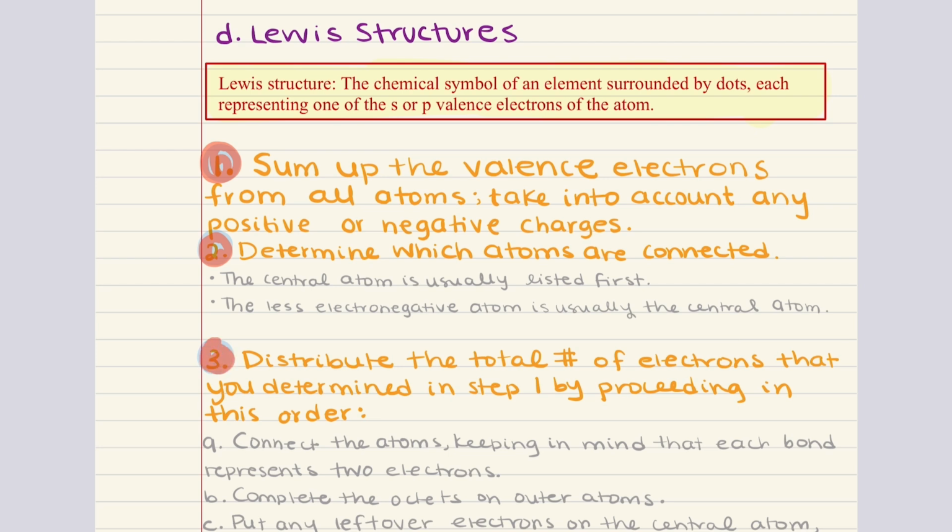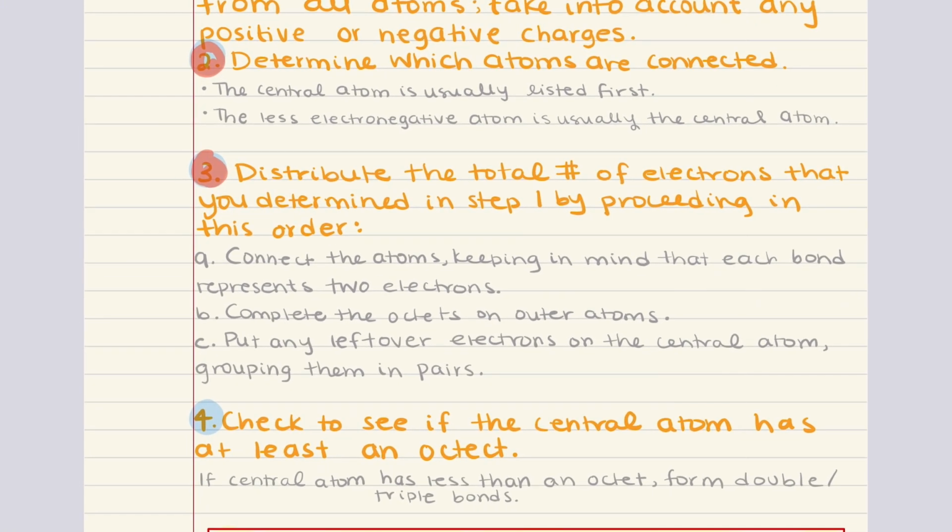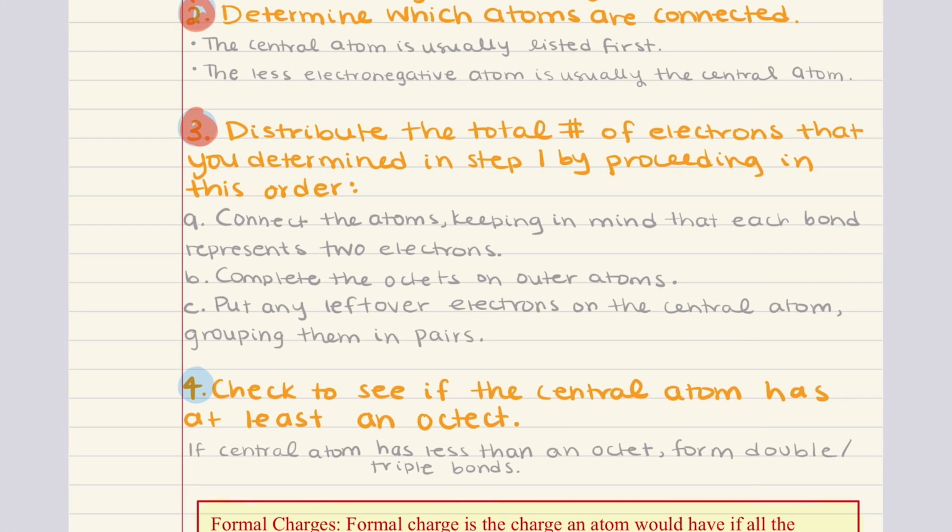The third rule is to distribute the total number of electrons that you determined in step 1 by proceeding in this specific order. First, you connect the atoms, keeping in mind that each bond represents 2 electrons. Second, complete the octets on the outer atoms. And then last, put any leftover electrons on the central atom, grouping them in pairs. Now, this may give some atoms more than an octet. That's okay, as long as the atom with more than an octet is in the third period or below.